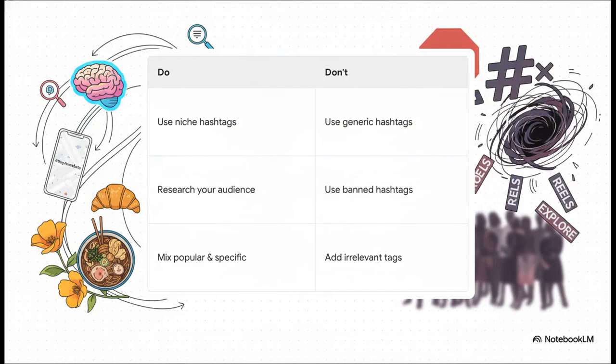Now let's talk hashtags. The game has changed. It's not about quantity anymore, it is all about quality. Using a super broad tag like #Reels is like whispering in a hurricane. No one's going to hear you. But a specific niche tag like #BayAreaEats, that tells the algorithm exactly who to show your content to. And that means you'll get higher quality engagement from people who are genuinely interested.